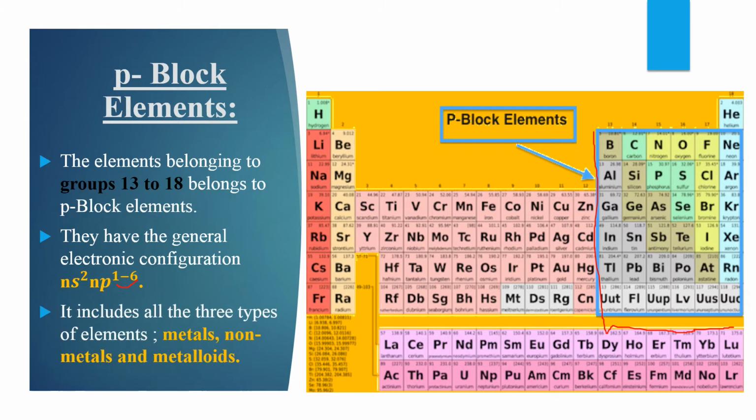Now it includes all the three types of elements. P block includes all the three types of elements, like metals, non-metals and metalloids. So this is the general introduction about the P block elements. We know that the maximum number of electrons in the p subshell is 6, and we know that there are 6 groups in the periodic table, from 13 to group 18.